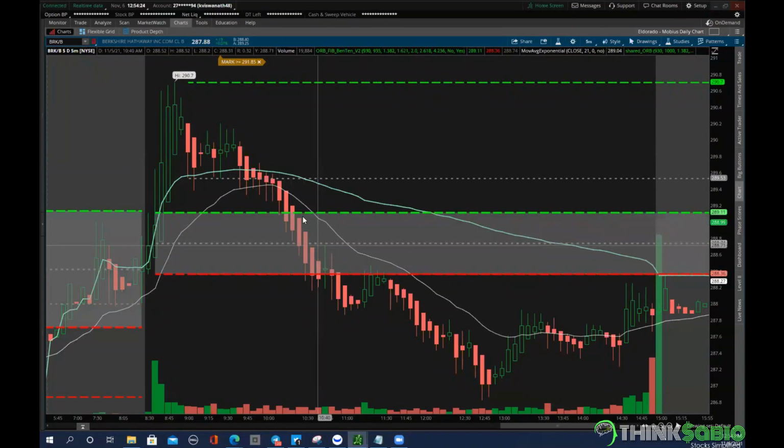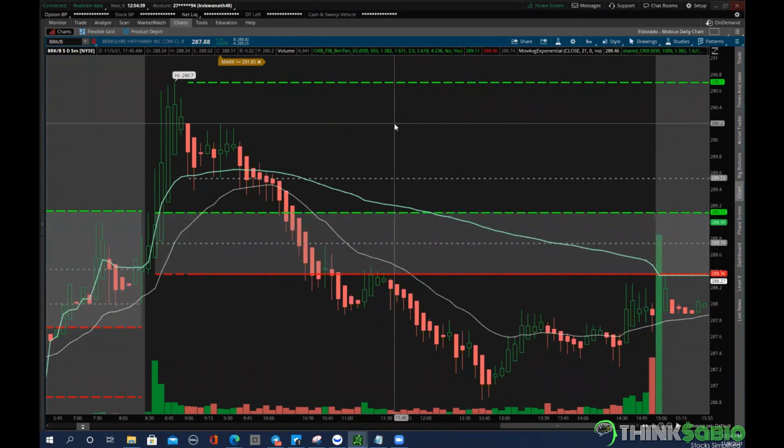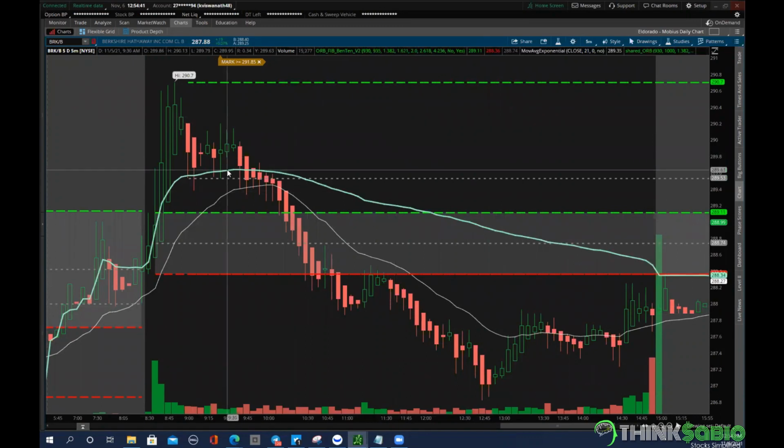If it continues down, you use this moving average. It's a 21 exponential moving average as your trailing stop loss, right? So once it's cut here, you will lock your profits here. So that's how you do it. Yes, the simple answer is yes. If you know how to manage your stop losses, you can use just these two lines. You don't need ORB.